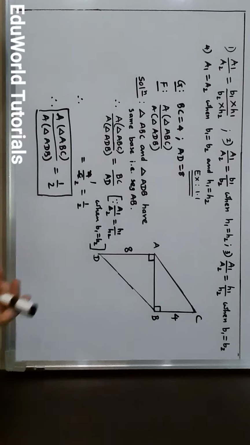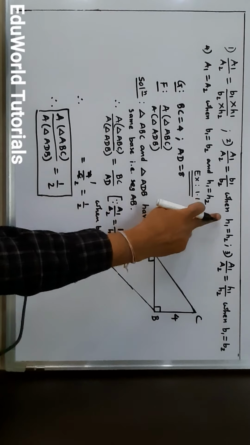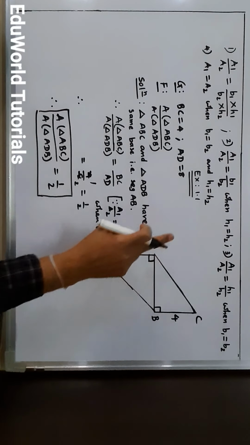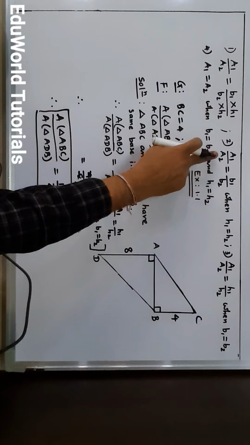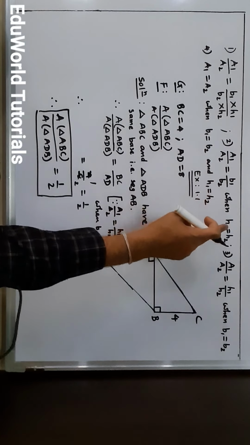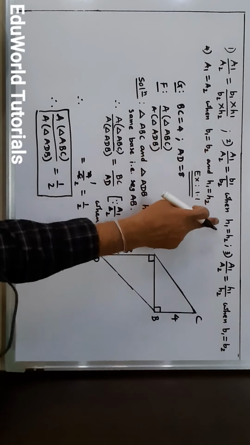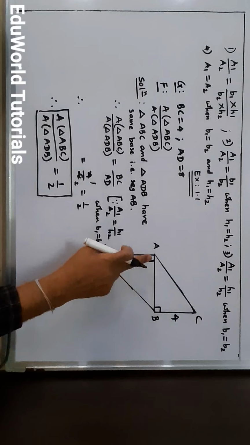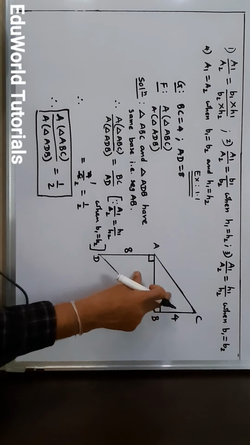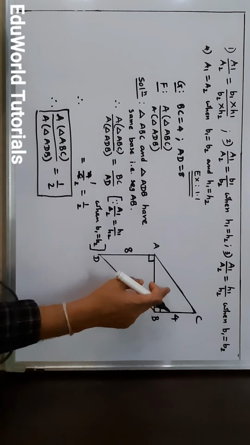Okay student, now we have solved this sum. Can we apply the second property to solve this sum? Yes, of course. Then what is the second property? Second property says A1 upon A2 is equal to B1 upon B2 when H1 is equal to H2. That means heights of the two triangles should be equal. That means if we consider segment AB to be the height of both the triangles, then we can use the second property also.